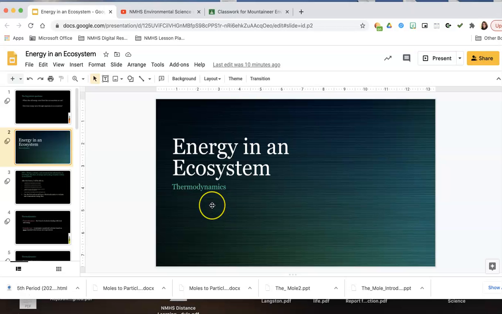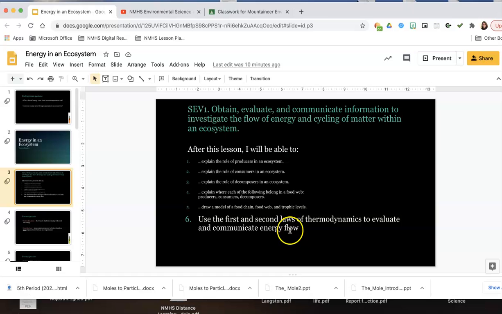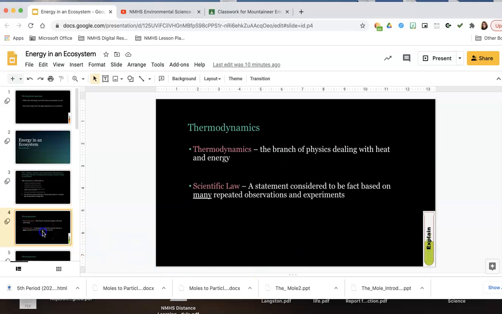So that's dependent upon the knowledge of thermodynamics. So if we look at our standard here, it says use the first and second law of thermodynamics to evaluate and communicate energy flow. So what is thermodynamics? Thermodynamics is a branch of physics dealing with heat and energy. What is a scientific law? A scientific law is a statement considered to be fact based on many repeated observations and experiments.